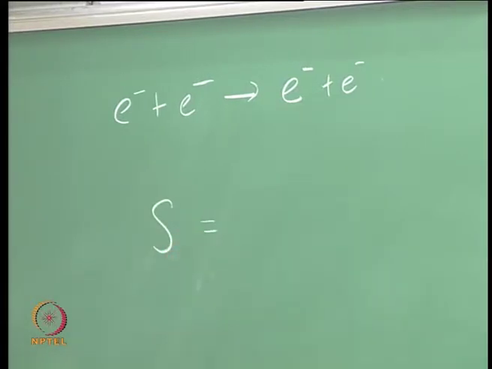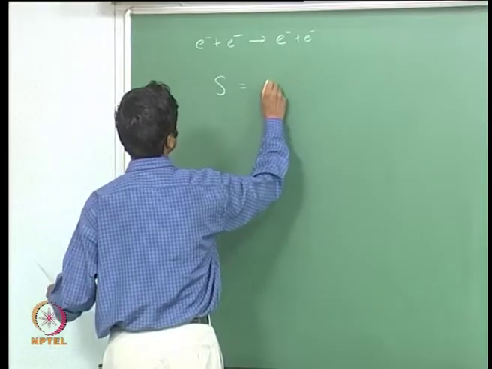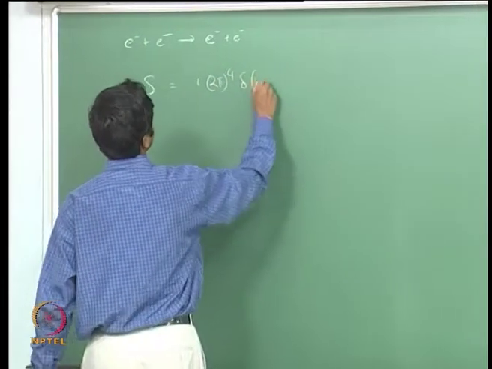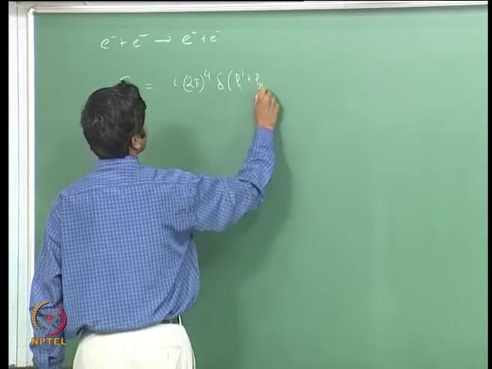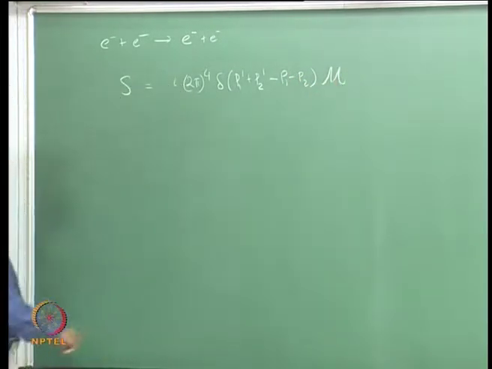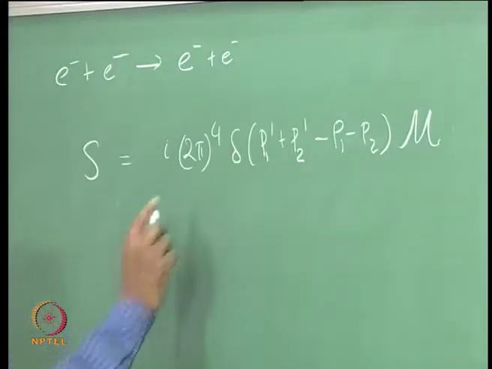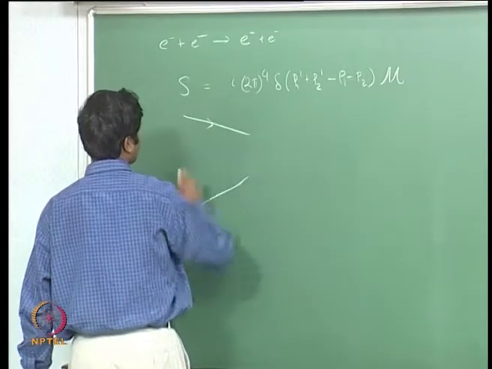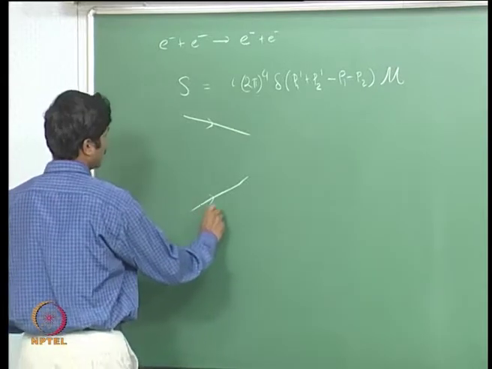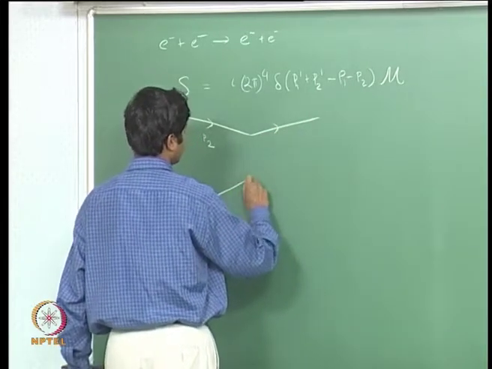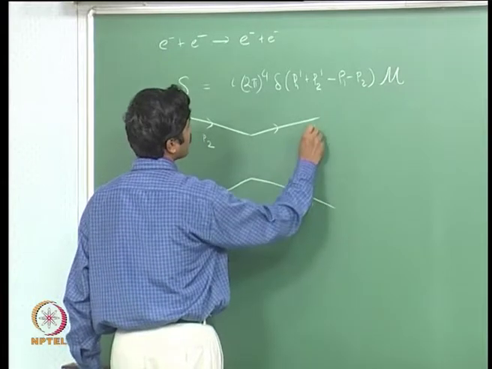the S matrix to lowest order, which gives a contribution, is given by i (2π)⁴ δ(p₁′ + p₂′ − p₁ − p₂) times the Feynman amplitude M. There are two diagrams which contribute to this process at lowest order, and these two diagrams are given by two incoming electrons of momenta p₁ and p₂, and then the outgoing electrons of momenta p₁′, p₂′.